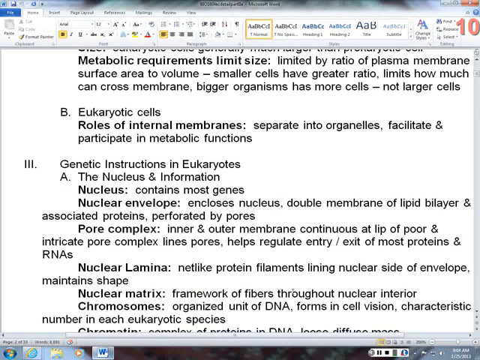So in your eukaryotic cells, your nucleus is going to contain most of the genes. You do have a little bit of DNA outside of the nucleus. You have some in your mitochondria. Your nucleus is surrounded by a nuclear envelope. It's a double membrane of phospholipid, just like the plasma membrane is. And it's perforated by pores, and it's got little proteins that are going to cross that membrane.